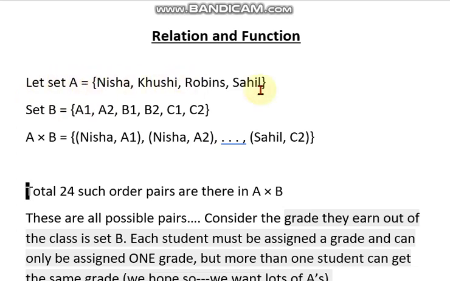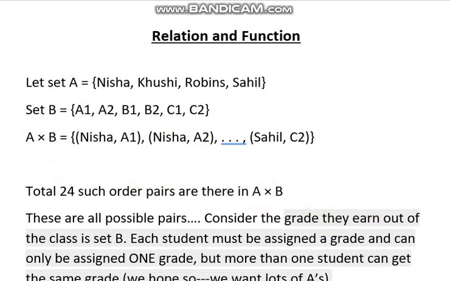So here we know in A we have a total of 4 elements, and in set B we have 6 elements. Therefore the number of A cross B will be 6 into 4, that is 24. So A cross B will consist of a total of 24 such ordered pairs, and that is called the Cartesian product.